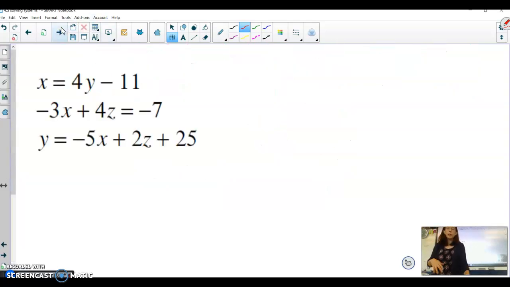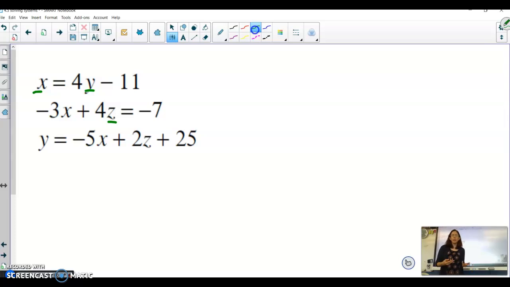Okay, last question. You can solve systems of equations with 2 or 3 or 4 or 5 or 1,000 variables, but you need one equation for each variable. So in this case, I see an x and a y, and I also see a z. So since I have 3 variables, I need 3 equations. If I had 8 variables, I would need 8 equations.